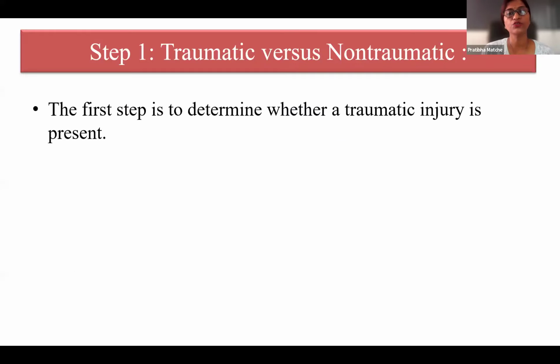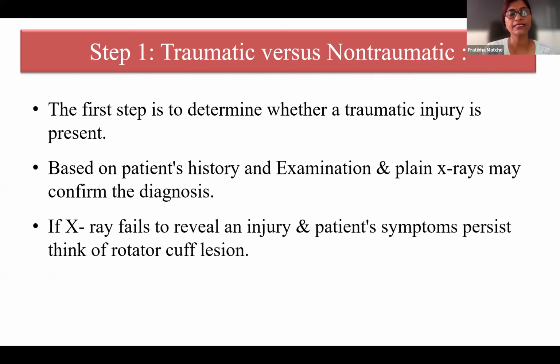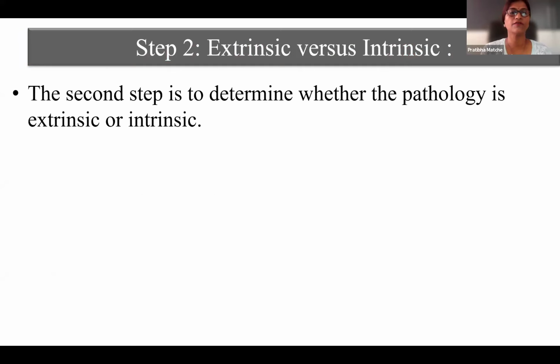So the first step is to determine whether a traumatic injury is present. Based on the patient's history, examination, and simple plain X-rays, it may confirm the diagnosis. And if the X-ray fails to reveal an injury, there is a normal X-ray, and the patient still has persistence of symptoms, then think about a rotator cuff lesion.